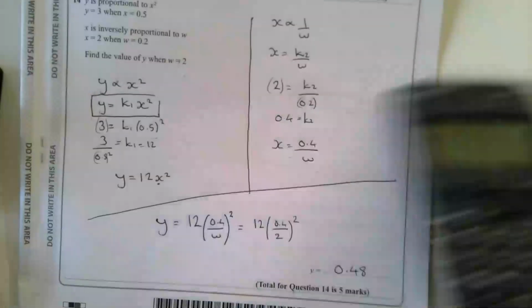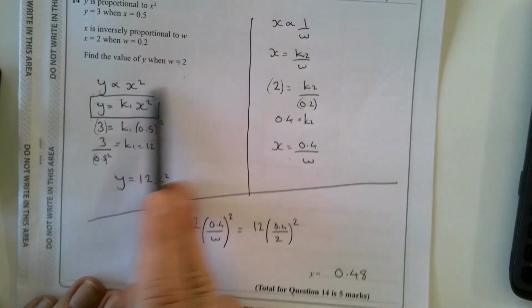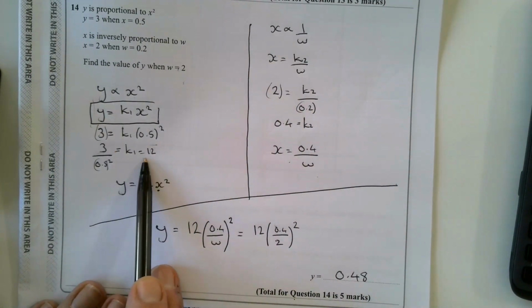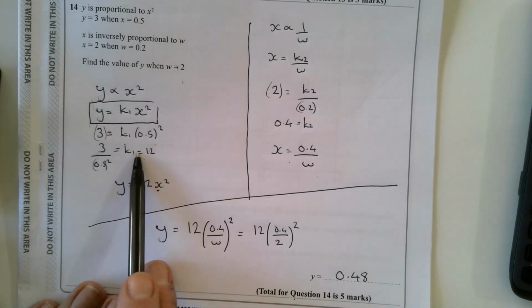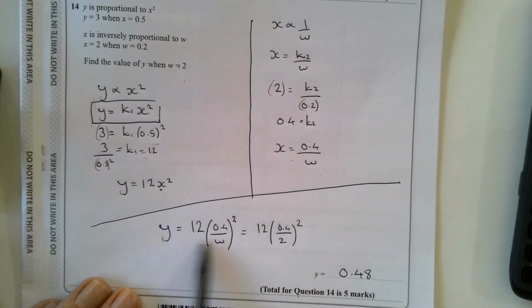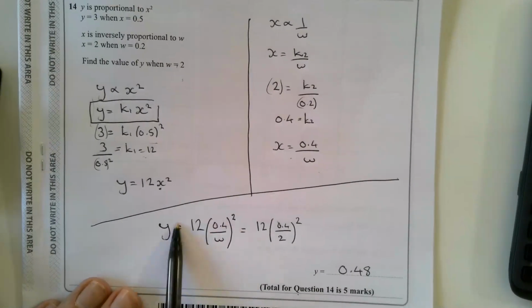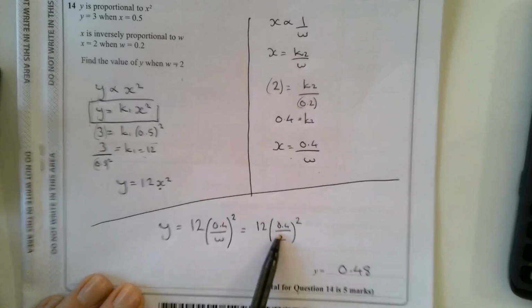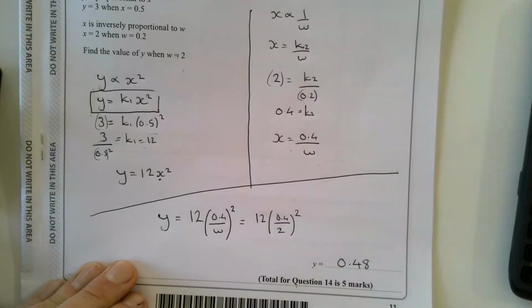Okay. So if you think about my marks there, you get 1 for that. You get 1 for coming up with this equation, where K is 12, or W is K, and K2 is 0.4. You get 1 for coming up with this equation, where you combine the two things. You get 1 for substituting into that equation, and then you've got your last mark for filling in the numbers.